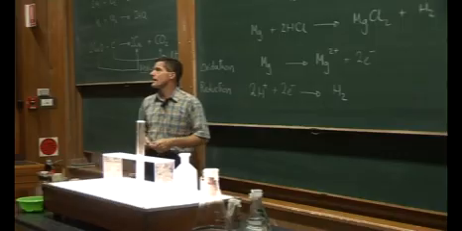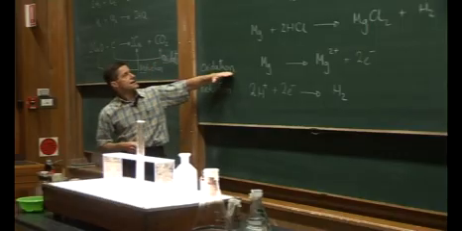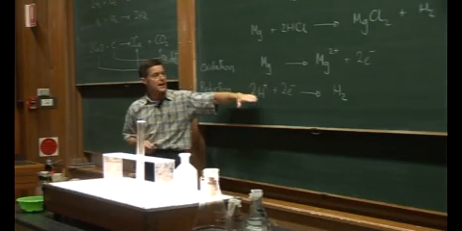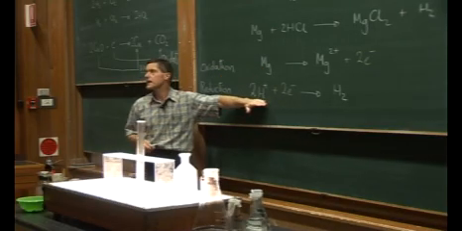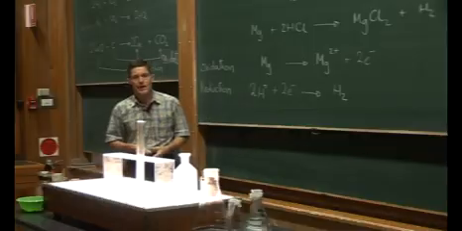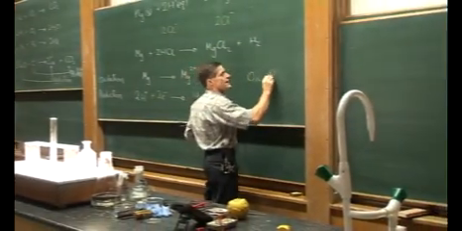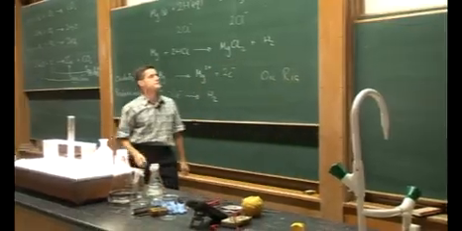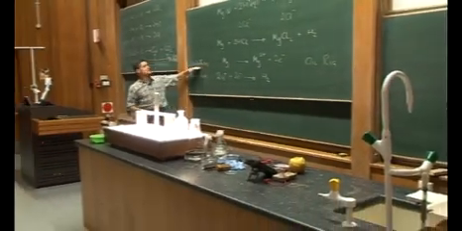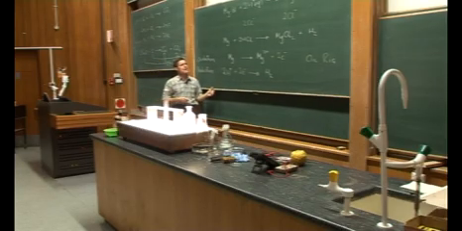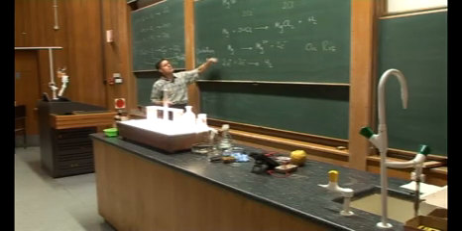Our definition then is, in oxidation, we have loss of electrons. In reduction, we have gain of electrons. And this is where our mnemonic OIL RIG comes in. Oxidation is loss of electrons, reduction is gain of electrons. OIL RIG.